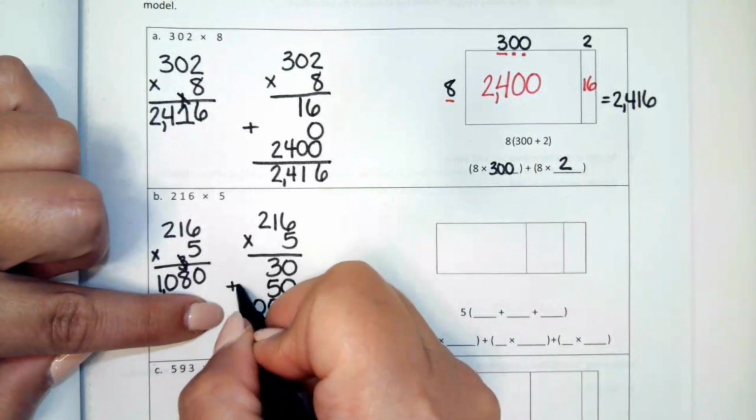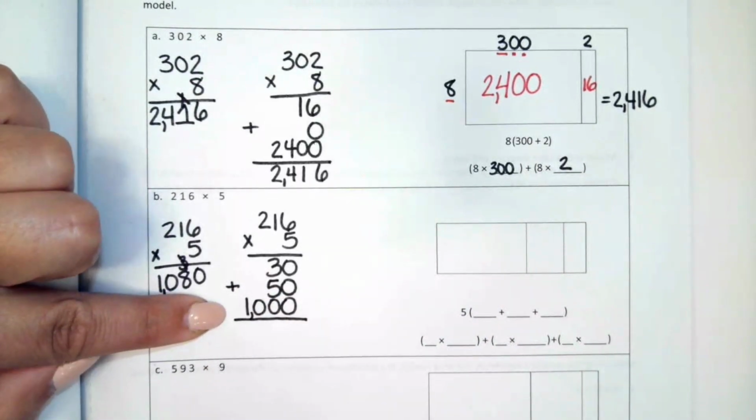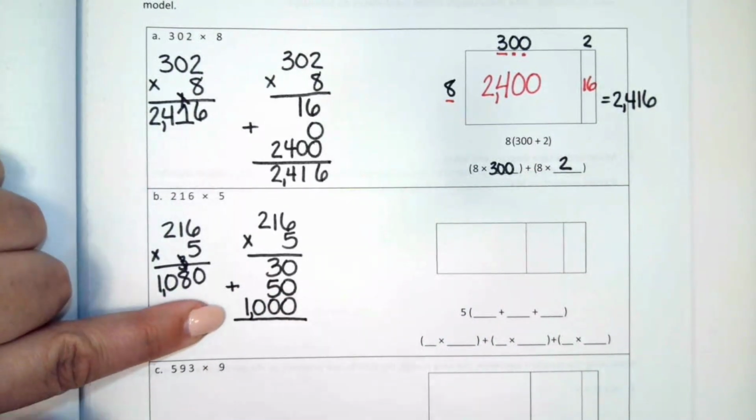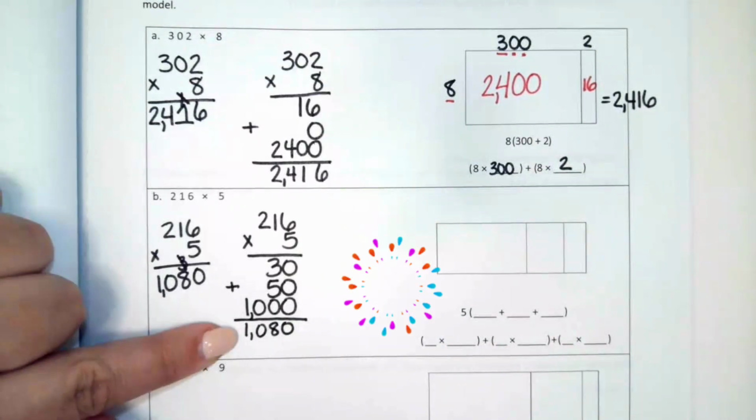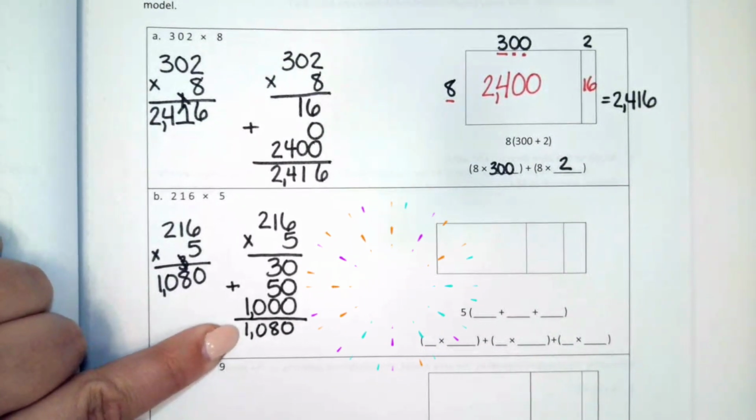Now we add them. Do your adding, see what you get. Did you get 1,080 again? That's good.